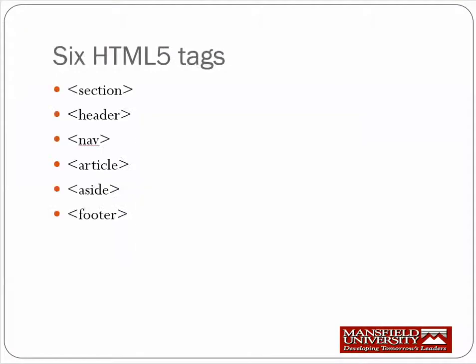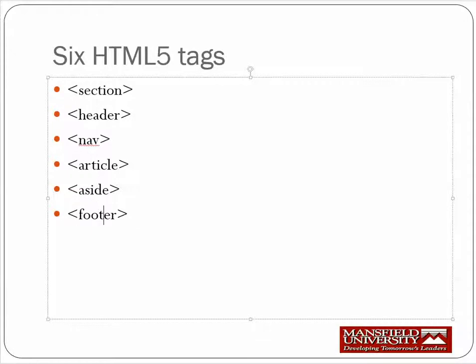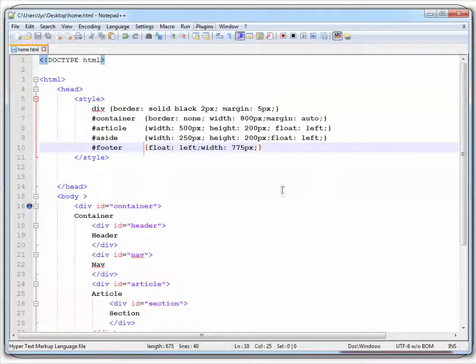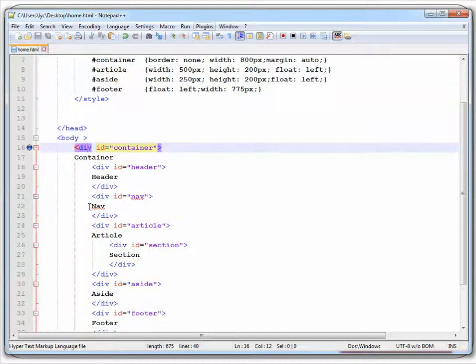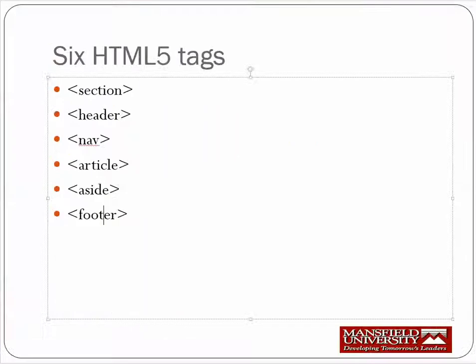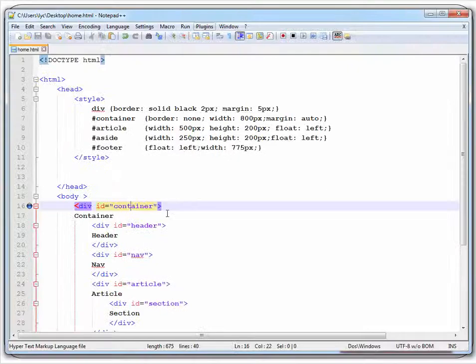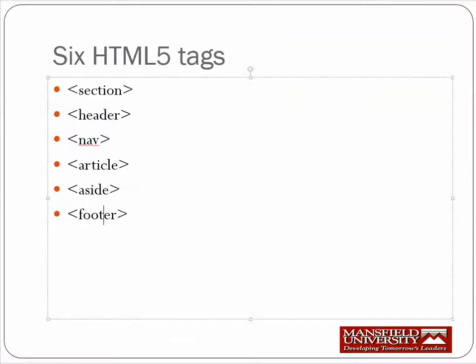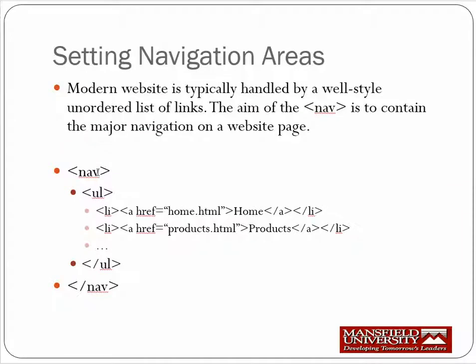With HTML5, we have a set of new tags like section, header, nav, article, aside, and footer. Actually, here we need to use division because we just use ID. But with HTML5, we can directly use the tags. We don't need to use division. We just use section, header, navigation, or article. Navigation is the same thing.